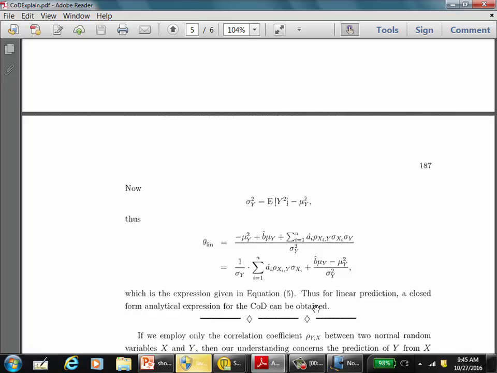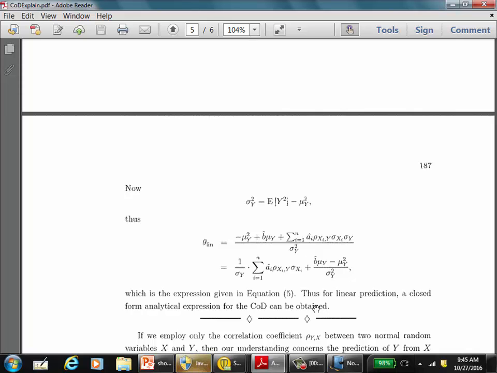So thus for linear prediction, a closed form analytical expression for the COD can be obtained. I am filling in the gaps here so that when you try to read the paper, you don't get lost, because over there it is just one sentence that tells you that this expression can be derived. So I'm filling in the gaps for you. So that's one thing. Any questions on this?